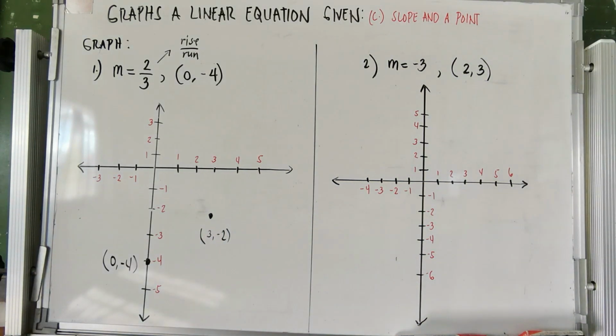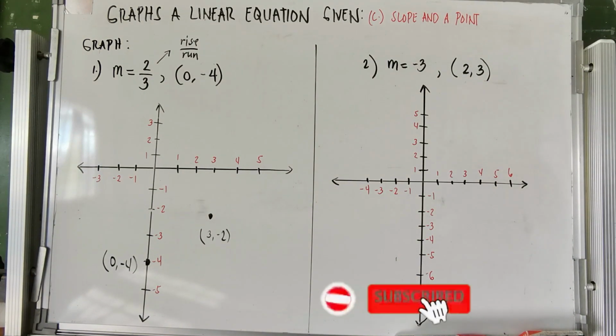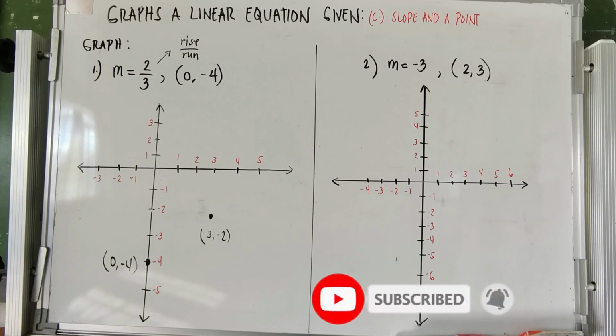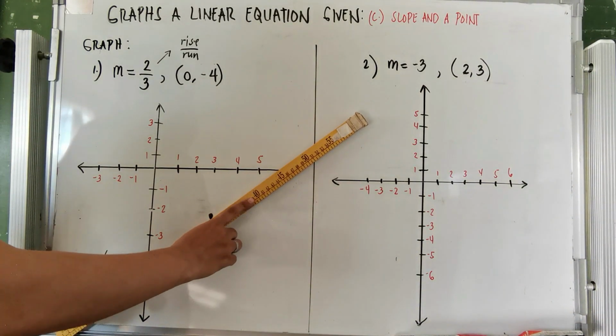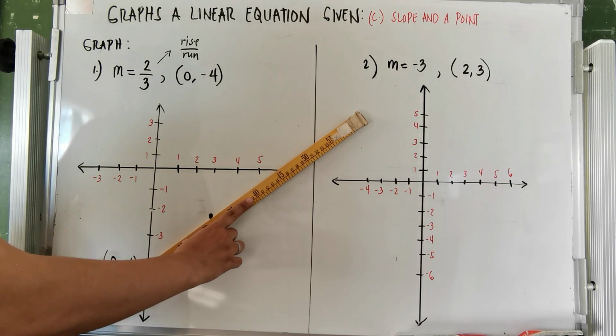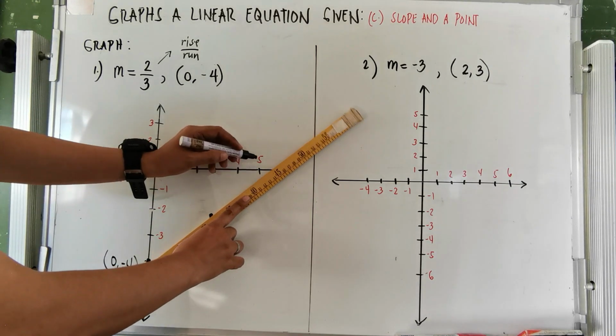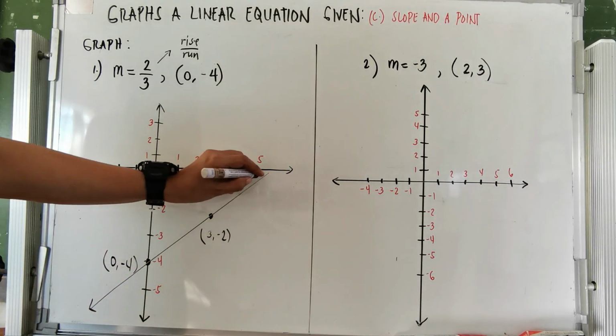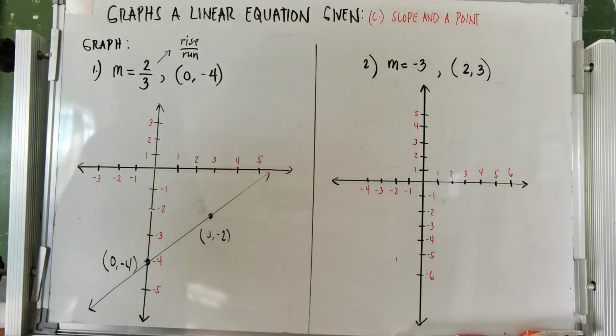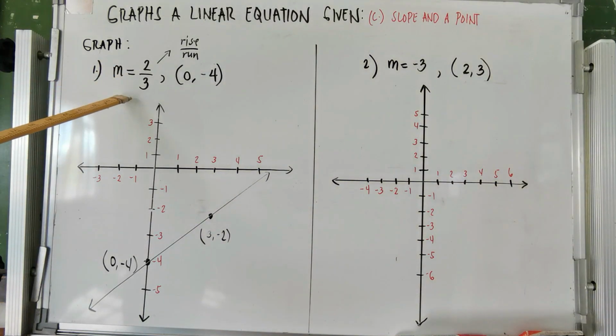Okay, so next is to connect the 2 points using a line. So yan na yung ating final step. Connect na lang natin to. So our graph is this one. Okay, so ngayon nag-graph na natin ang ating given na slope and point.